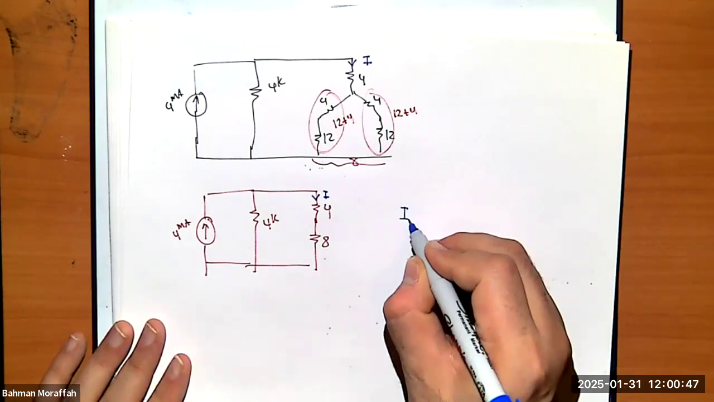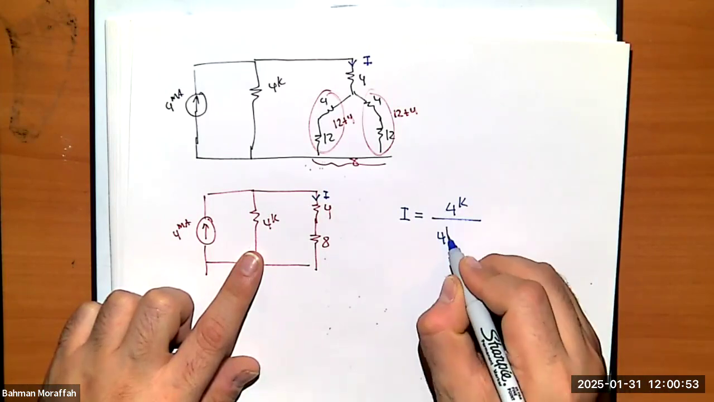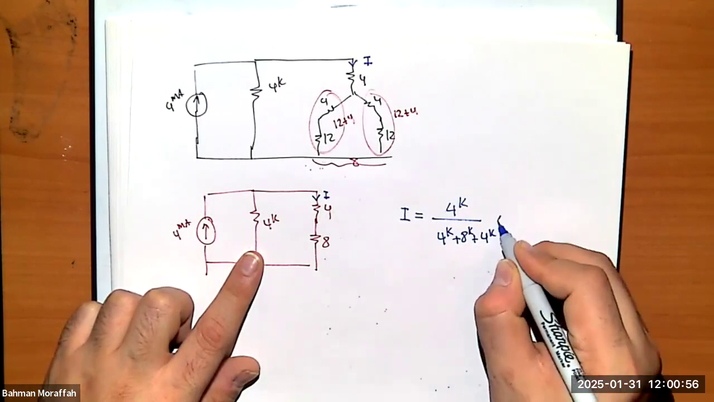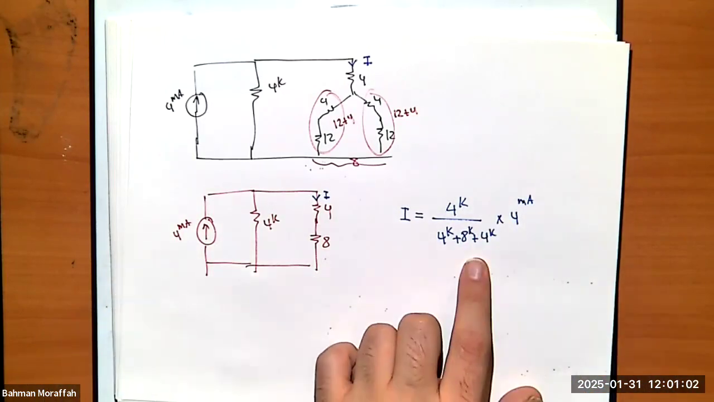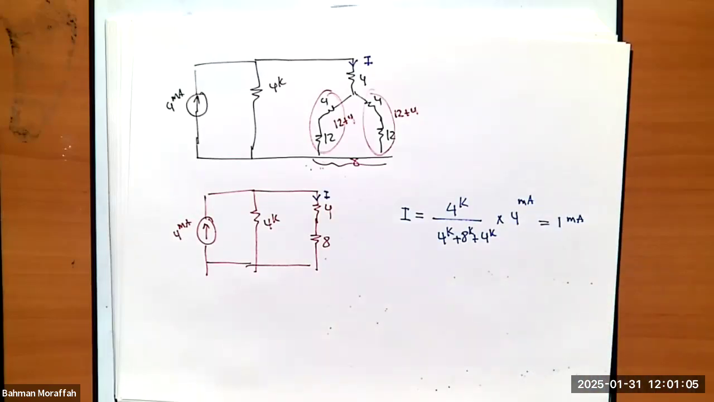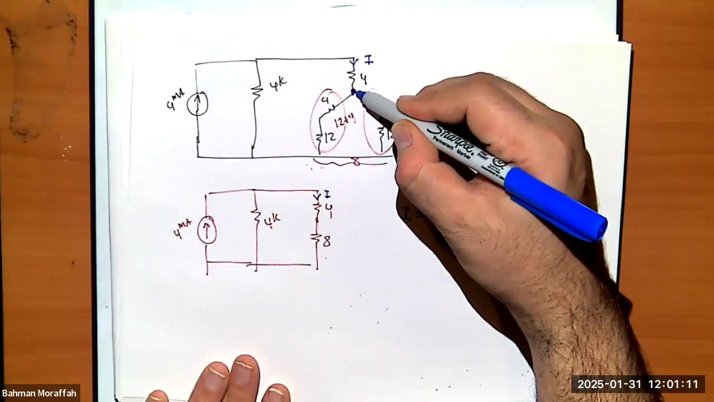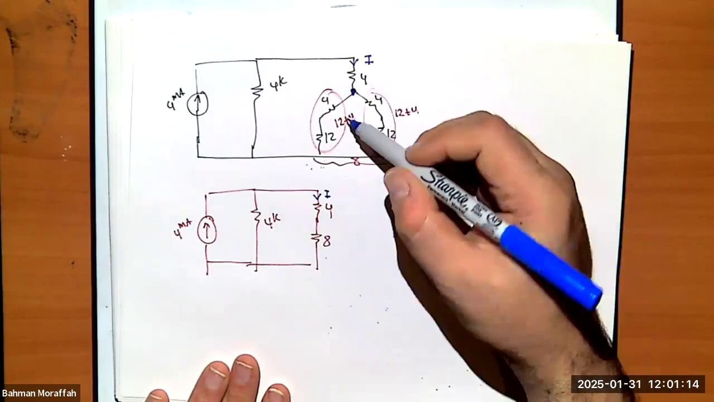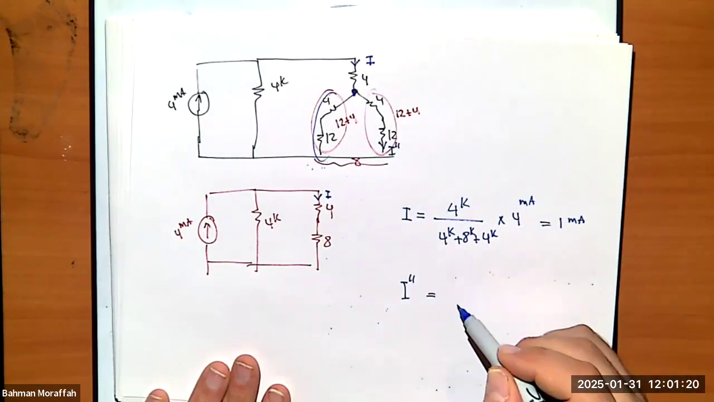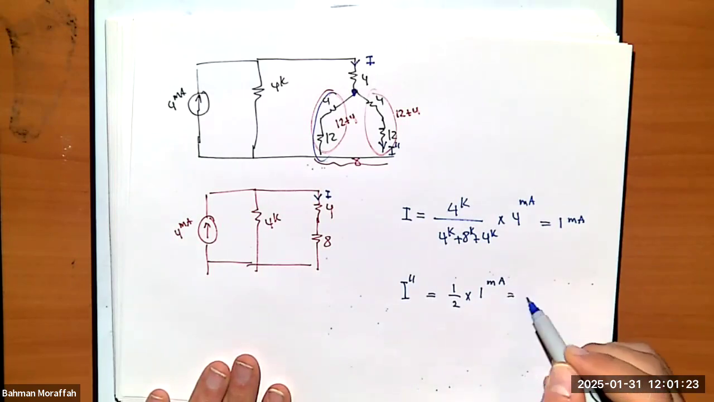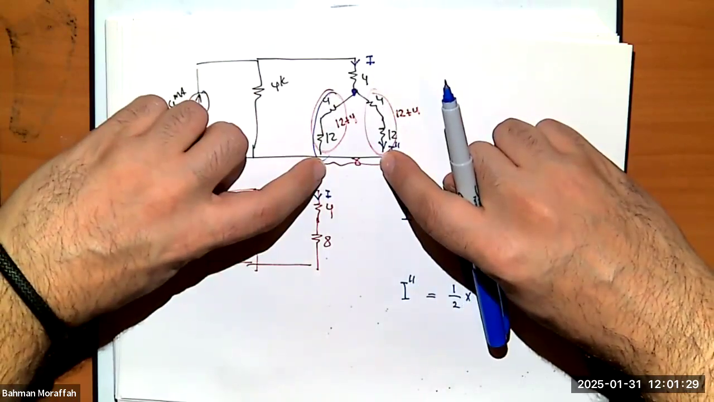What is this I? Well, it's a current divider, so it's 4K divided by 4K plus 8K plus 4K times 4 milliamps, right? That's 16 divided by 16, so it's 1 milliamp. Now I know this I here up to this point is 1 milliamp. But if I look at these two, again, these are exactly the same. So the current here, if I call it I double prime, would be half of it, because this 1 milliamp is going to split between these two things equally.